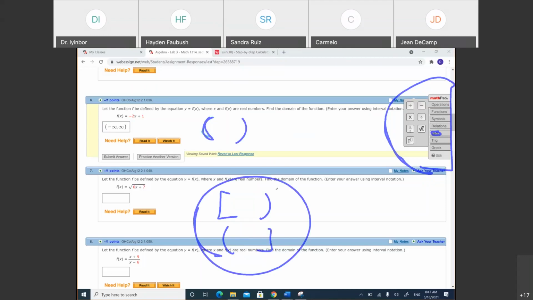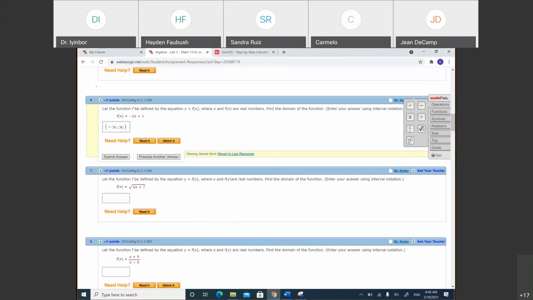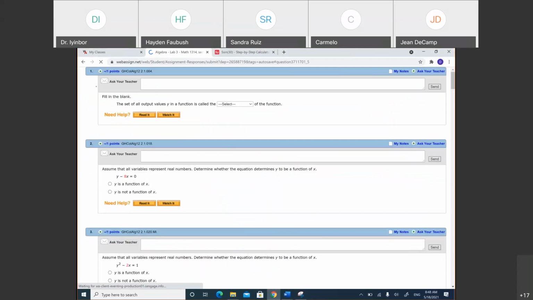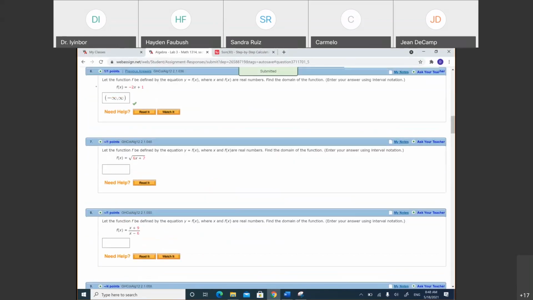And you can put that in the keyboard also, but you have it also in sets. And then when you click at symbols, you're going to see the infinity symbol is there. Okay? Everybody understand that? Yes. Okay, and then you're just going to submit it. And that's how you find the domain. If you have no restriction, you're going to put negative infinity, infinity.